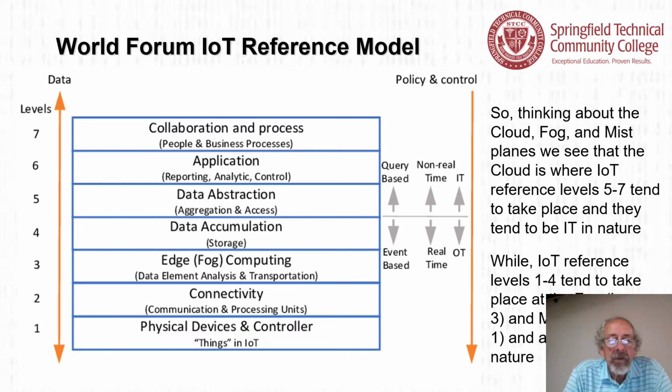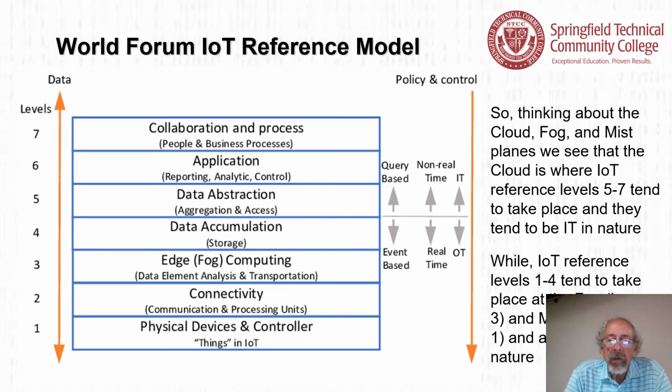Layer 4 is data accumulation or storage. Layer 3 is fog computing, or edge computing they call it here. Data element analysis and transportation. Layer 2 is connectivity, communications and processing units. And layer 1, physical devices and controller, the things in IoT.